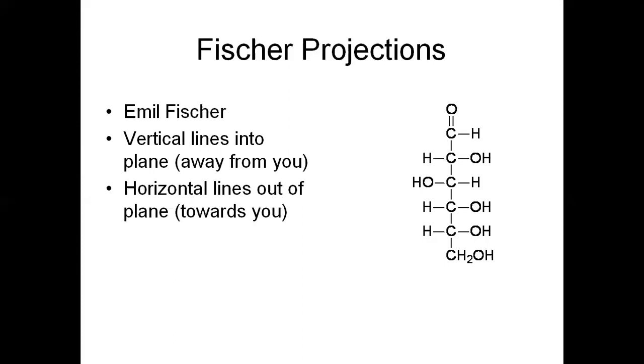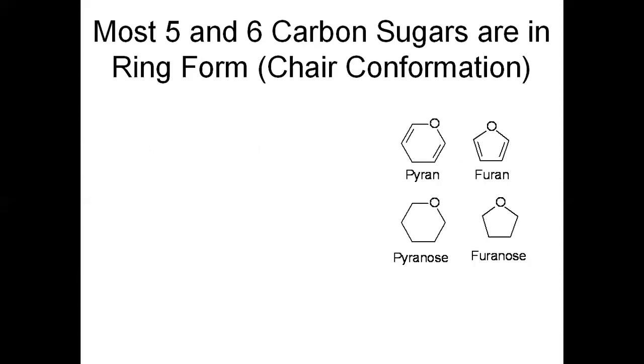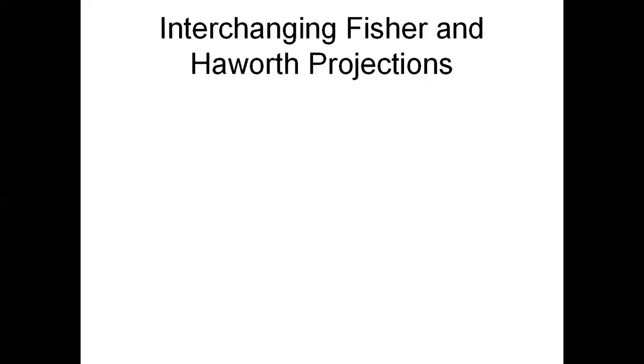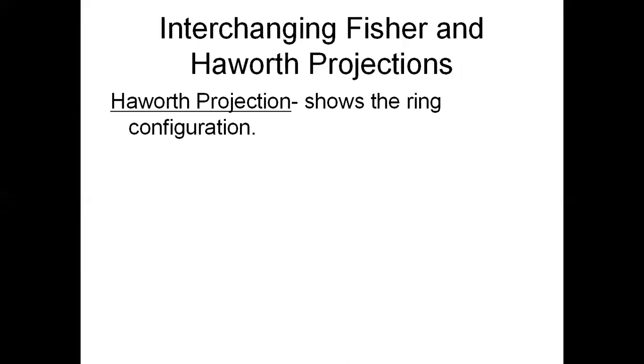This structure is not one that you should commit to memory. The reason for this is that most 5 and 6 carbon sugars, which includes most sugars in biological systems, are in a ring form and most commonly in the chair conformation. These molecules will be referred to as pyranoses and furanoses because of their similarity to the molecules pyran and furan. An extremely valuable skill is to be able to convert Fischer and Haworth projections. Haworth projections are those showing the sugar in the ring conformation.